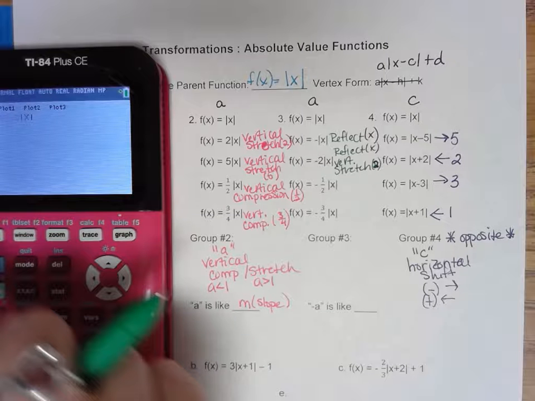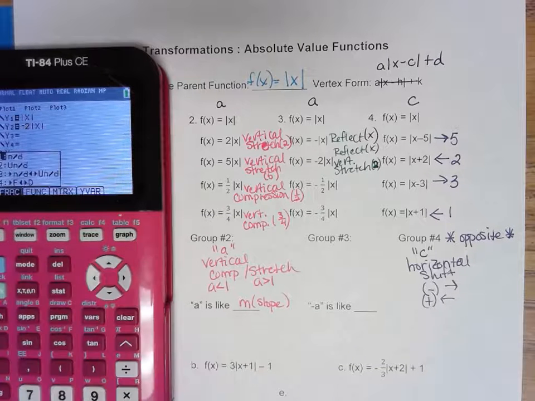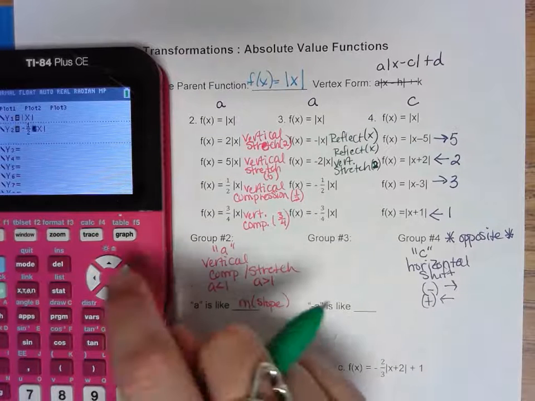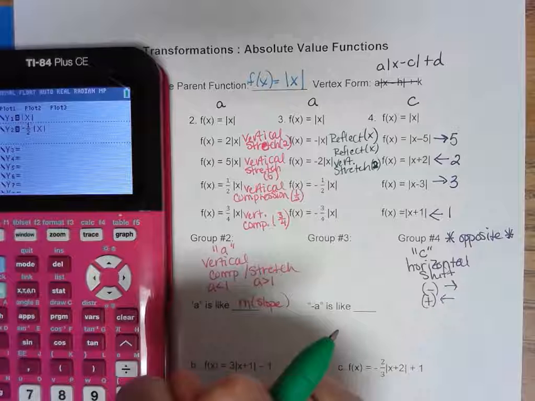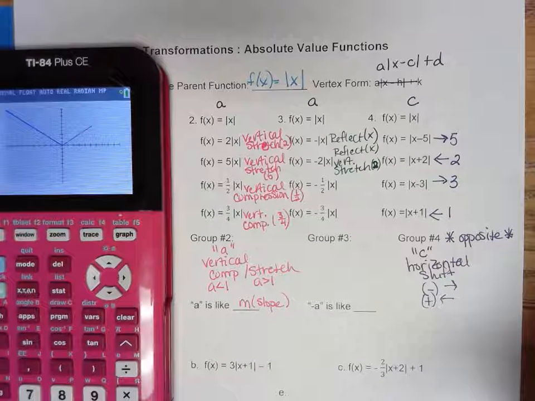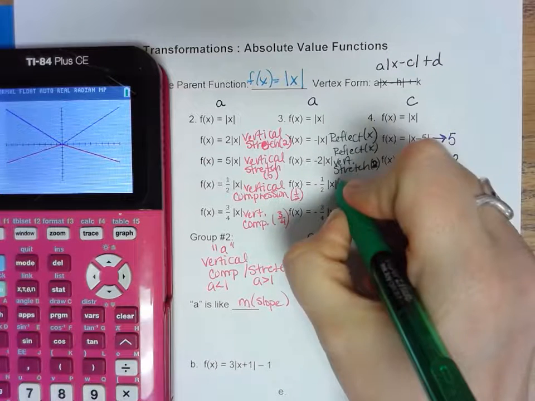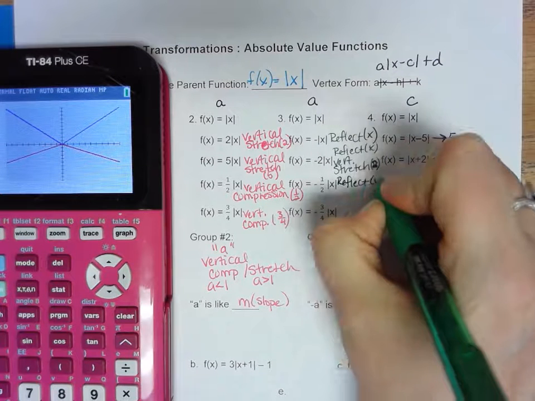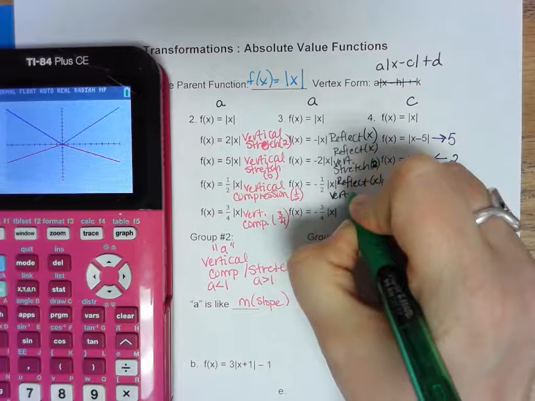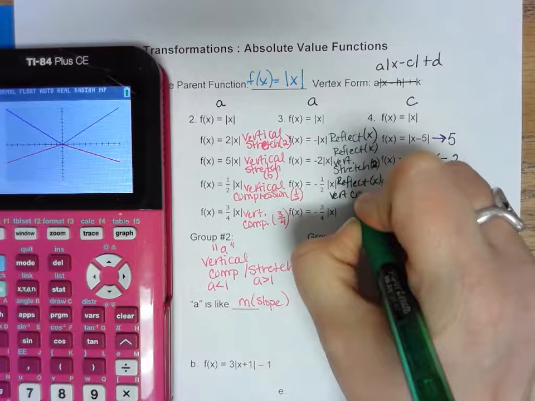Negative, and then we're going to do y equals. We're going to put a fraction in here. We're going to put 1/2. So go ahead and hit graph, and I can see that it did still reflect, but it's much wider, which means I took the y-axis and I smashed it. I compressed it. So we are still reflecting over the x, and we're doing a vertical compression by 1/2.